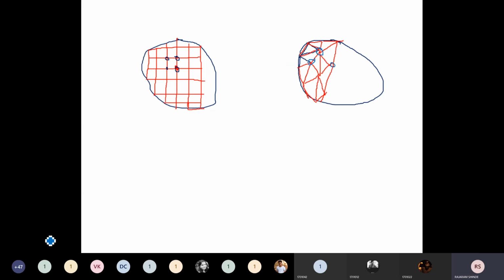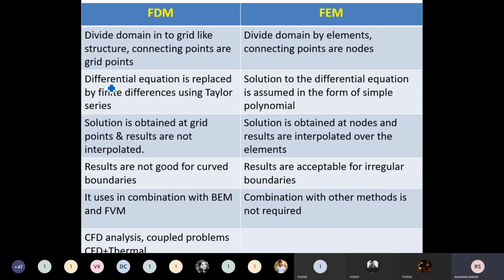Now here you see the first difference. In the finite difference method, the domain is divided into a grid-like structure and the connecting points are grid points. And in the finite element method, the domain is divided into elements and the connecting points are nodes. Now see here, you see this first difference. I will show you this point.